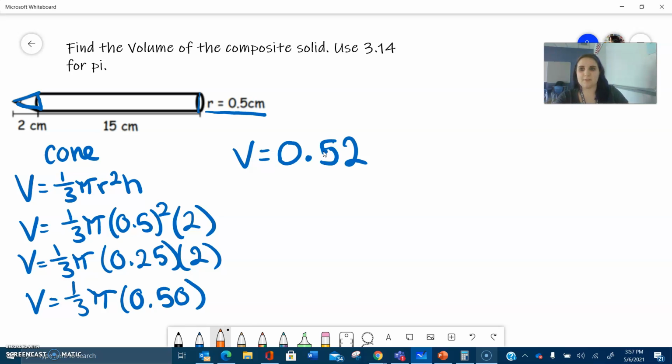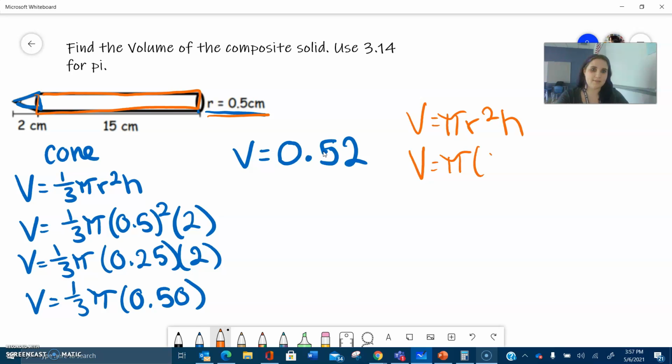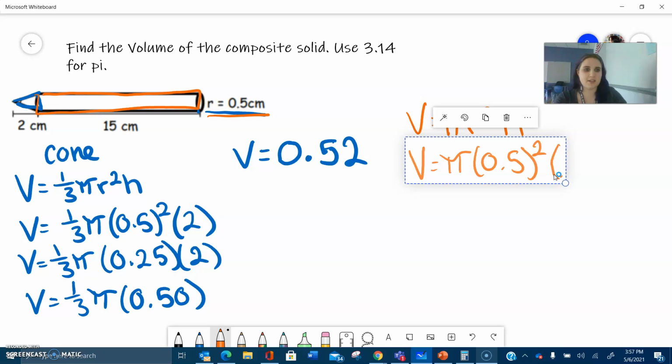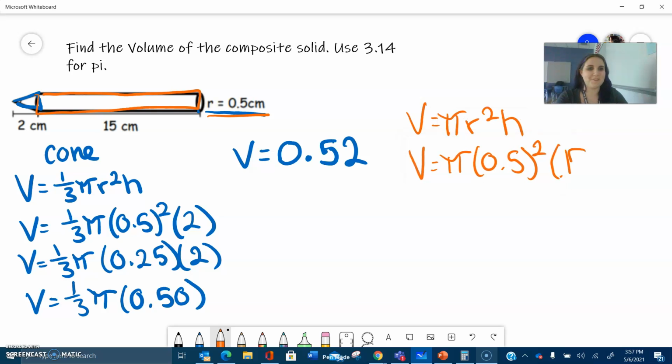Next, we need to find the volume of the cylinder. The volume of a cylinder is pi times r squared times h. And now we'll substitute the values in. So V equals pi. The radius is 0.5 squared times the height of the cylinder, which is 17. Oh, sorry, not 17. The height is 15.